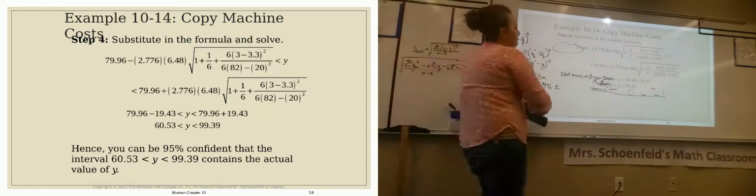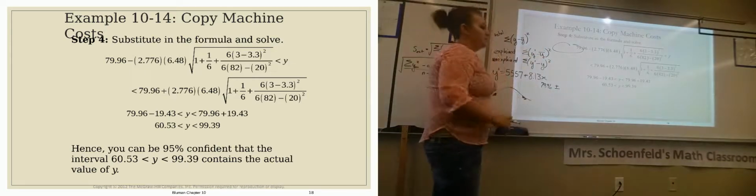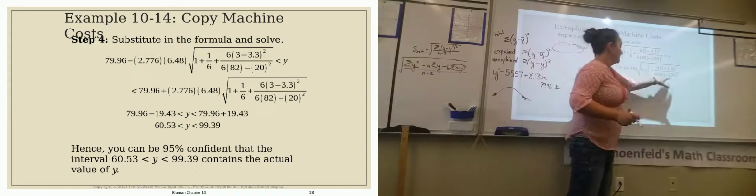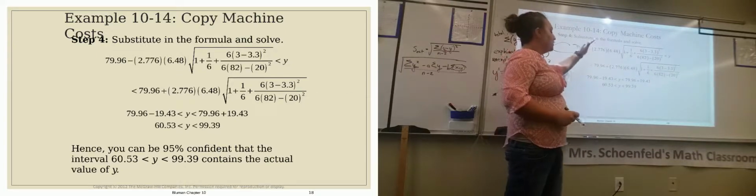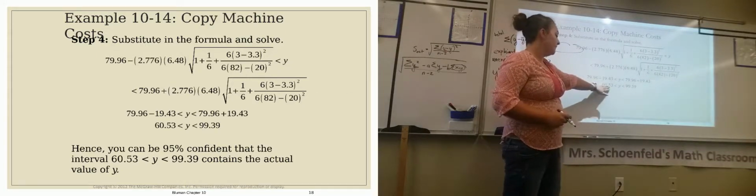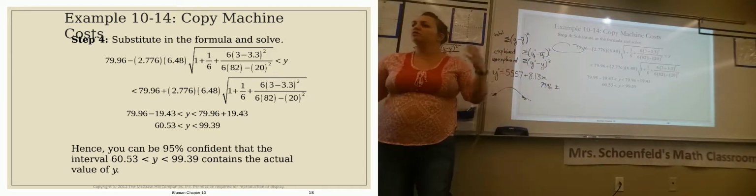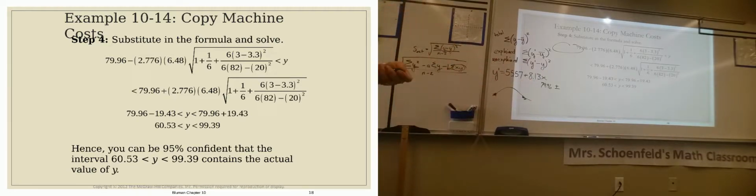Okay, so after we plug everything into the calculator, that was 1943 when you got that big, long, gross stuff. It just came out to 1943. It doesn't come out that gross, and it shouldn't be crazy either. So between 60.53 and 99.39 is how much it should cost for a machine that's 3 years old. I don't even know what we're trying to do to it. Fix it, I think. So you can be 95% confident that the interval will be between there and there.